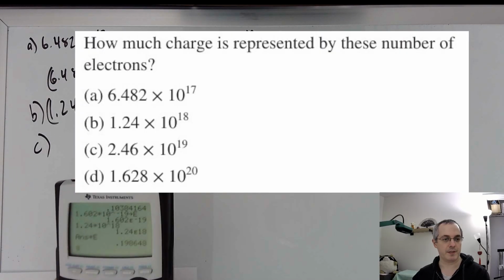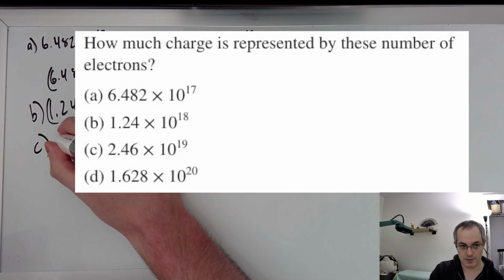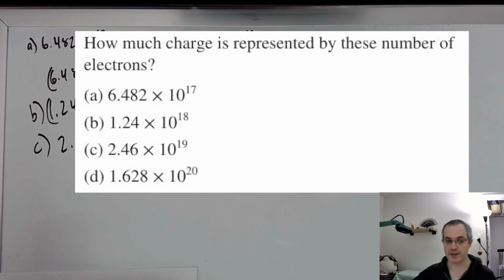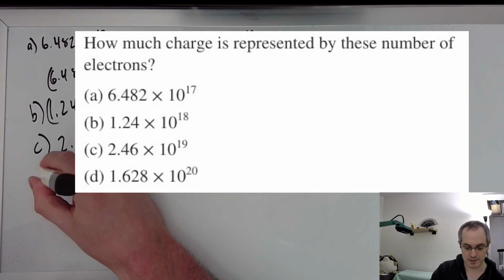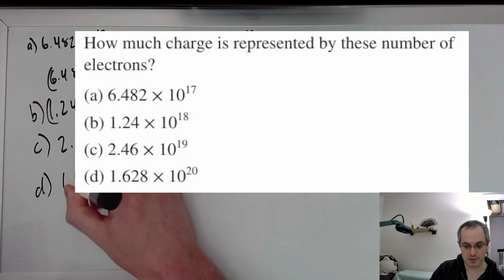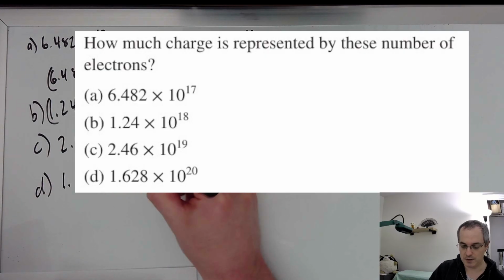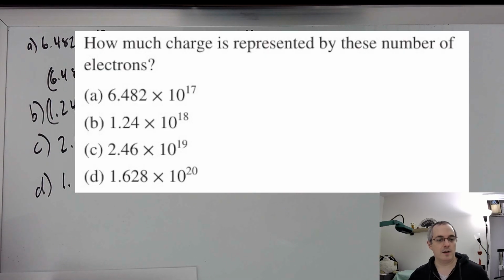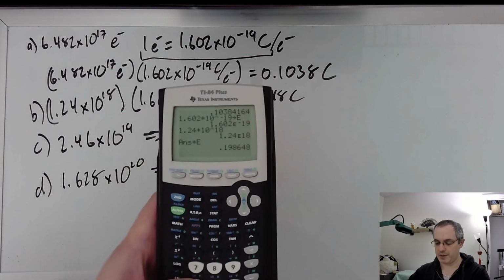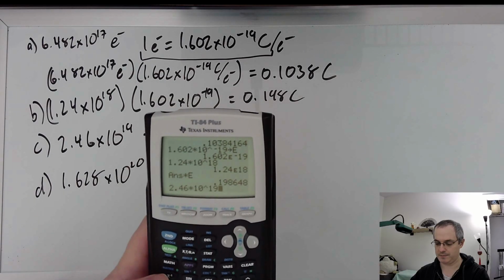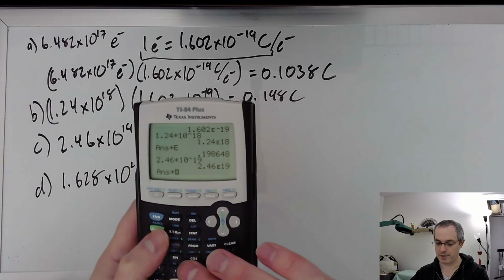All right, C, 2.46 times 10 to the 19. I think you kind of get the idea here. I'm going to copy the last one down. So that's 2.46 times 10 to the 19, and then you can multiply that by E.